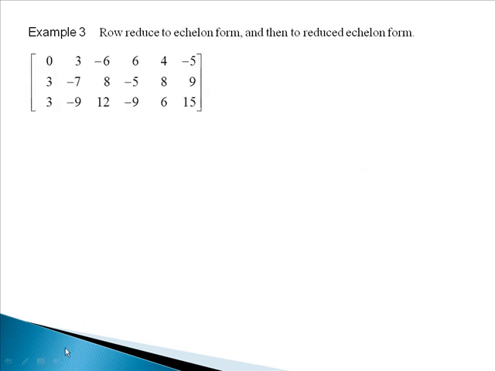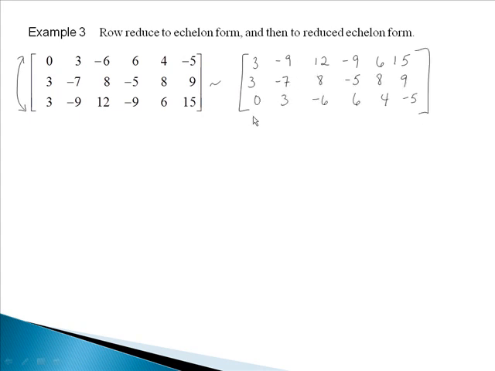In example 3, we want to row reduce to echelon form and then to reduced echelon form. So here's my matrix, and the first thing that I'm going to do is interchange row 1 and row 3. Row 2 stays the same. So now this is my pivot column, and the 3 is my pivot, because that is my pivot position.